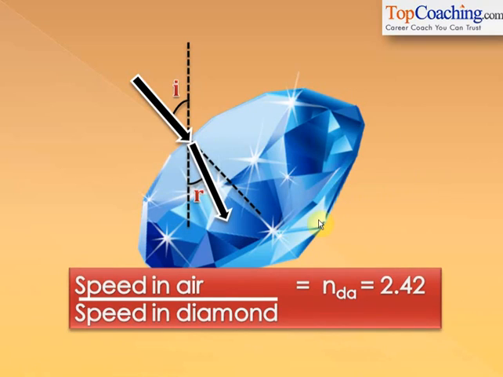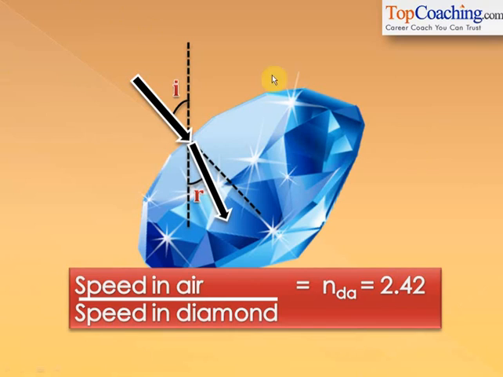Now we know that speed of light in air divided by speed of light in diamond is equal to refractive index of diamond with respect to air, isn't it? There's no doubt about it. We had just learned this formula. Refractive index of diamond with respect to air is 2.42. So 2.42 is speed of light in air divided by speed of light in diamond.